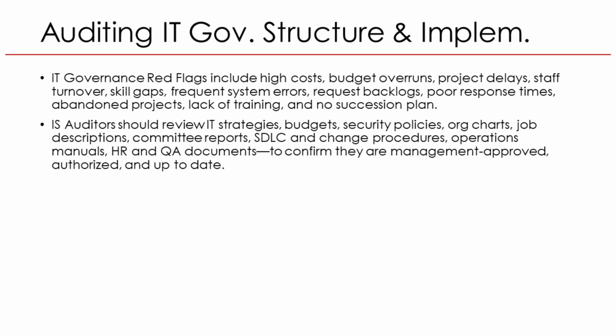High staff turnover or inexperienced personnel, which weakens continuity and institutional knowledge. Frequent hardware or software errors and backlogs of user requests, showing inadequate system maintenance or resource shortages. Slow system performance, aborted or suspended projects, or a lack of training and succession planning, all of which point to weak governance structures and poor resource management.